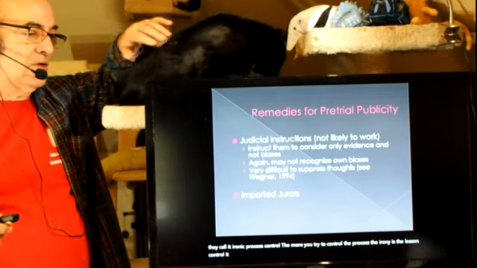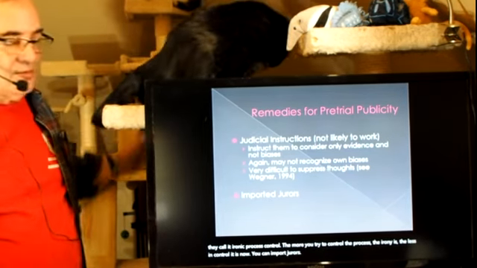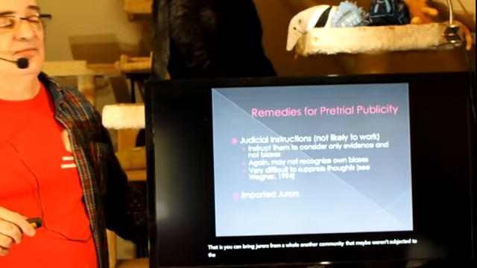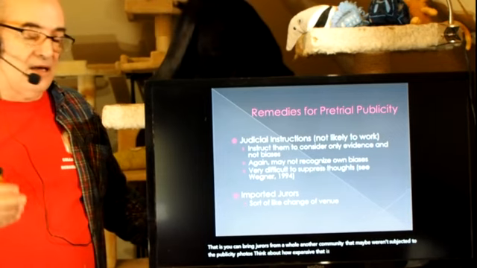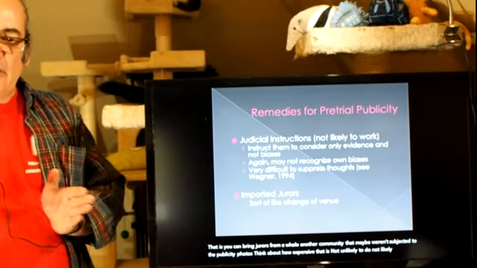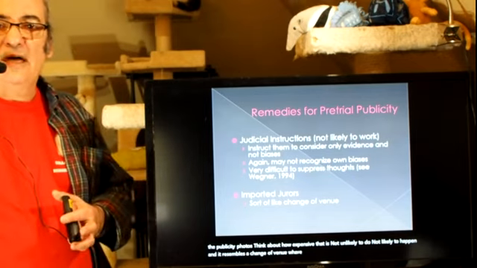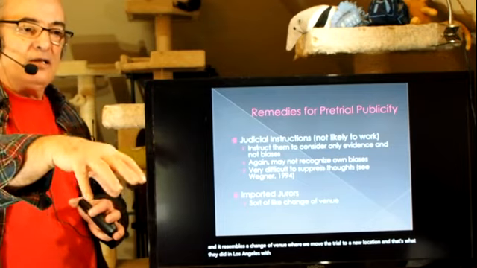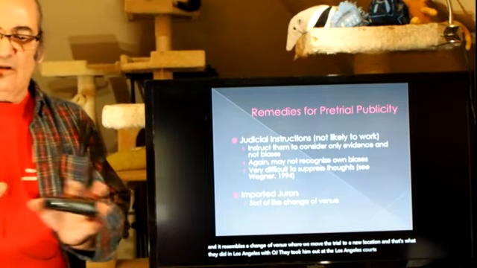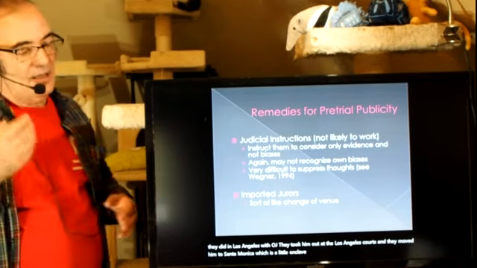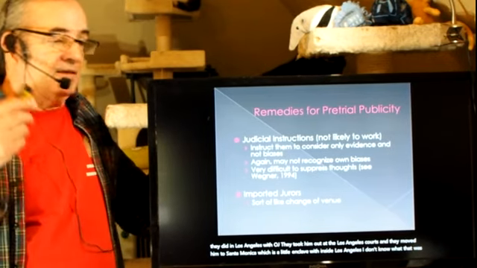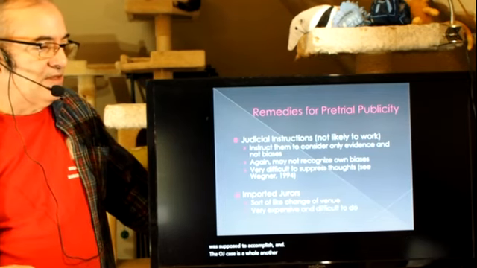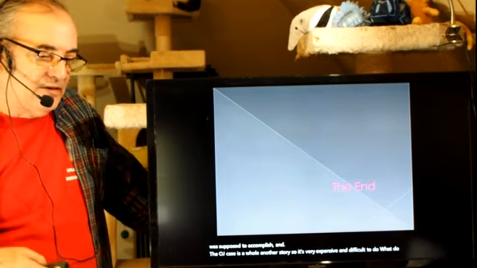Now, you can import jurors. That is, you can bring jurors from a whole other community that maybe weren't subjected to the publicity, but let's think about how expensive that is. Not unlikely to do, not likely to happen. And it resembles a change of venue where we move the trial to a new location. And that's what they did in Los Angeles with OJ. They took him out of the Los Angeles courts and they moved him to Santa Monica, which is a little enclave inside Los Angeles. I don't know what that was supposed to accomplish. And the OJ case is a whole other story. So it's very expensive and difficult to do. What do we know? We are done.